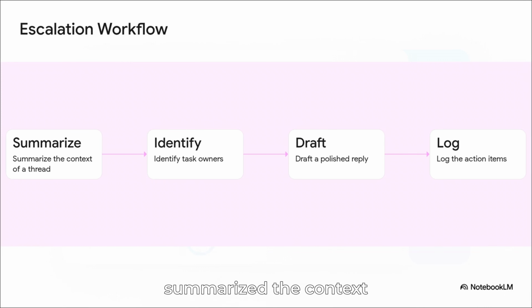Step 1. They summarize the context of a 15-email thread in seconds. Step 2, they identify task owners using the side panel. Step 3, they drafted a perfectly polished, de-escalating reply to the client. And Step 4, they logged the action items. They executed this entire multi-step crisis management process in literally 2 minutes. Honestly, that is the definition of working smarter.